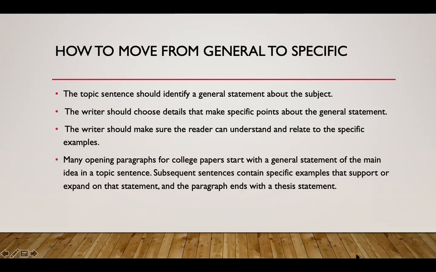So how to move from general to specific? The topic sentence should identify a general statement about the subject, and the writer should choose details that make specific points about the general statement. The writer should make sure the reader can understand and relate to the specific example. Many opening paragraphs for college papers, like you are also doing, start with a general statement of the main idea in a topic sentence, and then the later sentences contain specific examples that support that general statement mentioned in the first sentence.